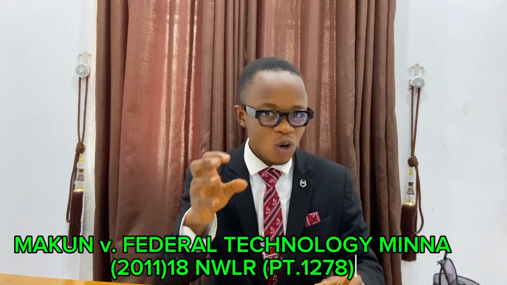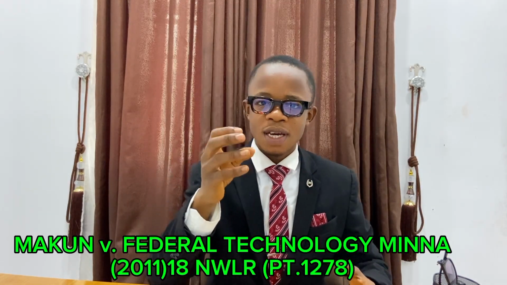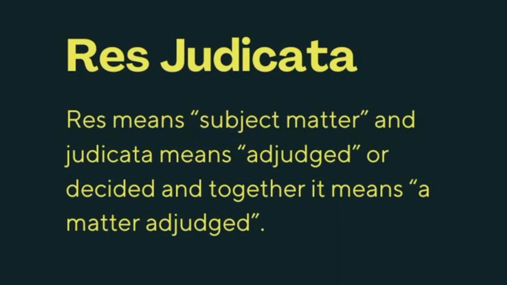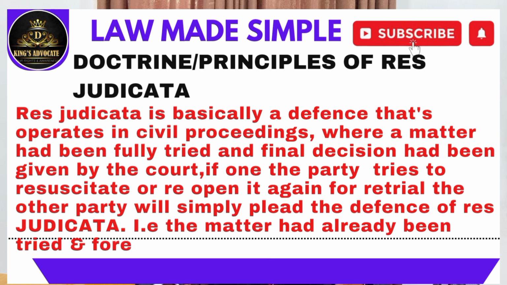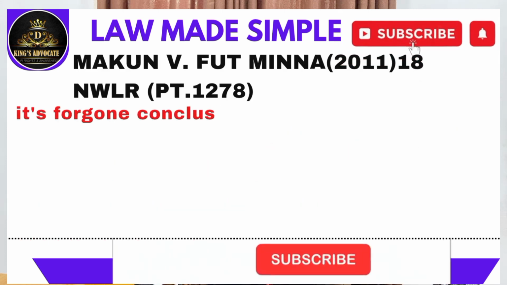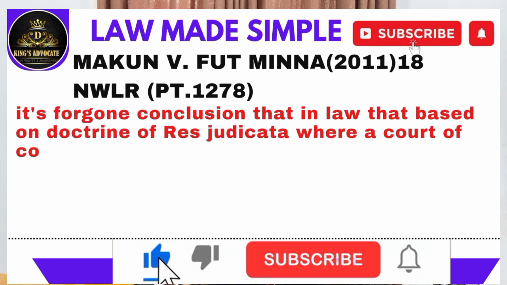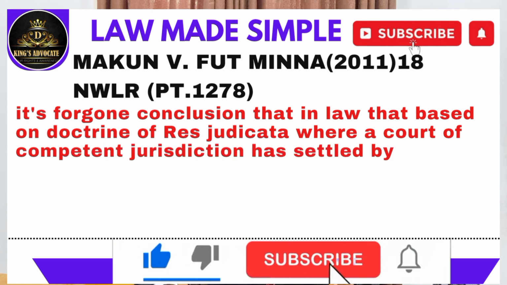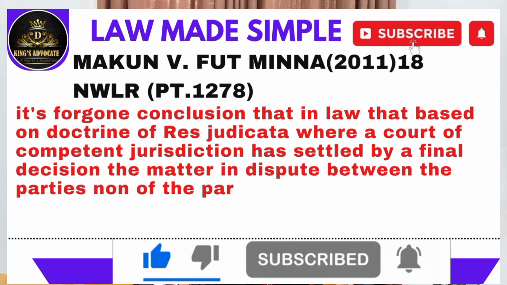The Apex Court, that is the Supreme Court of Nigeria, in the case of Makun vs. Federal University of Technology, Minna, the citation is before you, you can check up that case, stated some principles that govern res judicata. The Apex Court gave credence to what conditions have to be in place before res judicata can apply. Now let us state the principle enunciated there. The doctrine of res judicata, as said by the Apex Court in Makun vs. Federal University of Technology, Minna, was expounded in the following succinct words. It is a foregone conclusion, I'm quoting the learned justice there, in law, that based on the doctrine of res judicata, where a court of competent jurisdiction has settled by a final decision the matter in dispute between the parties, none of the parties or their privies may litigate the matter again.